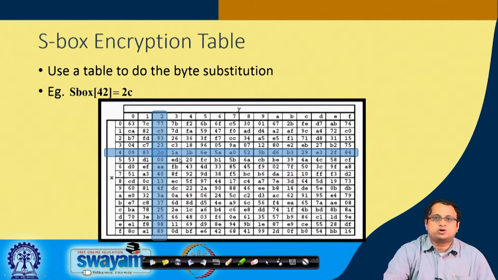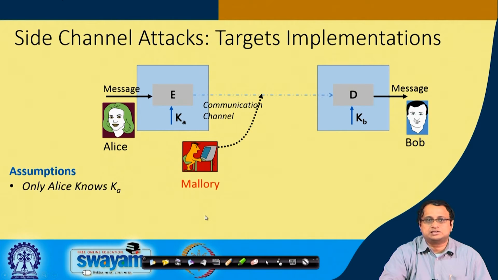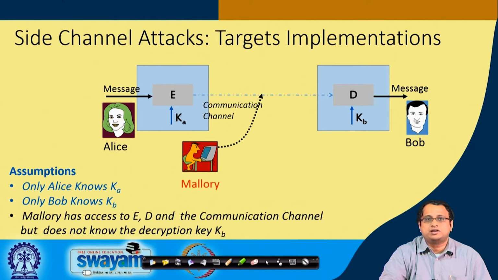Our goal is to develop a hardware design, but one of the very important aspects is this. In the classical sense, as we discussed in the previous lecture, you have Alice and Bob, and an attacker, either Eve or Mallory or some eavesdropper, who is trying to observe this communication channel. What we essentially assumed in the classical sense was that only Alice knows Ka, only Bob knows Kb, and Mallory has access to the encryption algorithm, decryption algorithm and the communication channel, but does not know the decryption key.